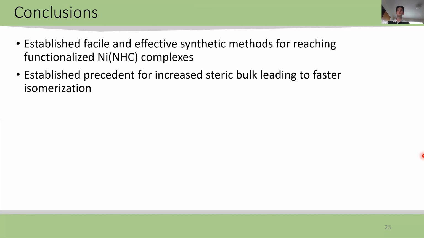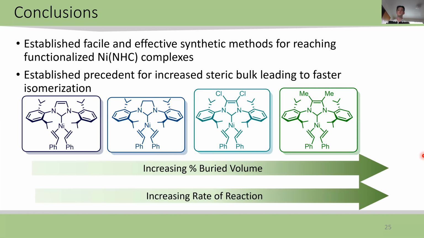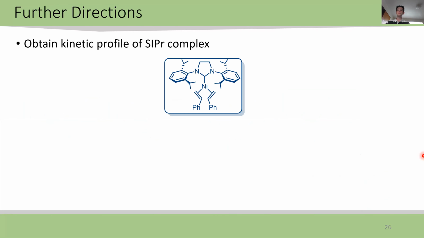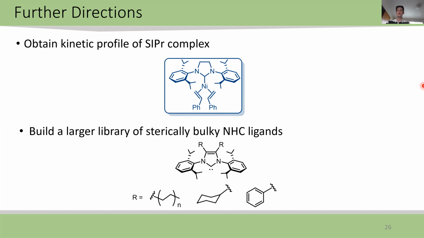So our conclusions were that we established facile and effective syntheses for reaching these complexes that are particularly useful in a litany of different catalytic reactions. And then additionally, we established precedent for increasing the steric bulk, leading to faster isomerization rate of reaction. Moving forwards, the first thing we want to do is purify this saturated complex, and get a kinetic profile for it to see if it matches the data.